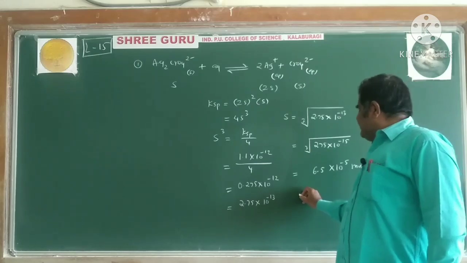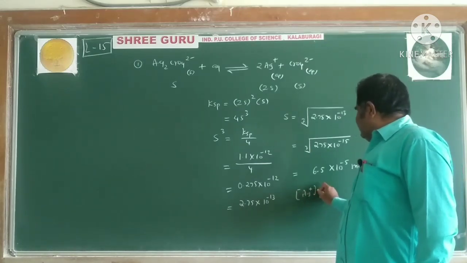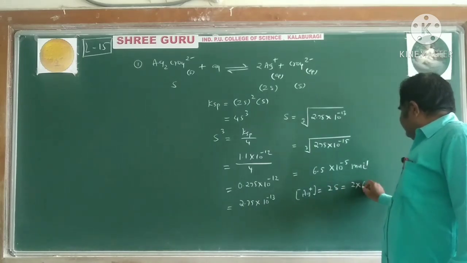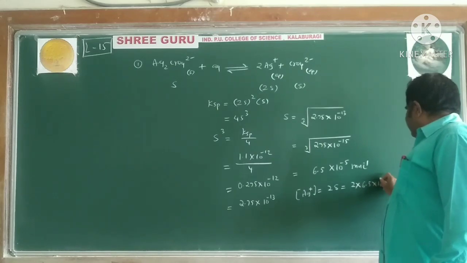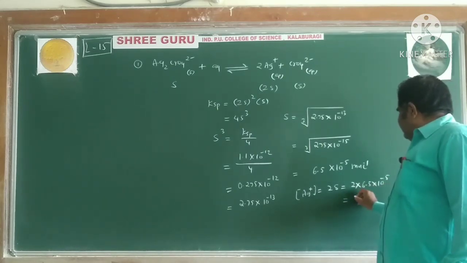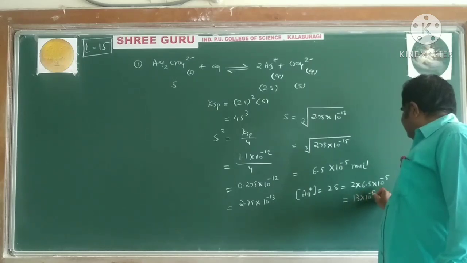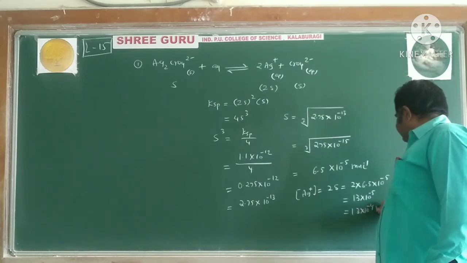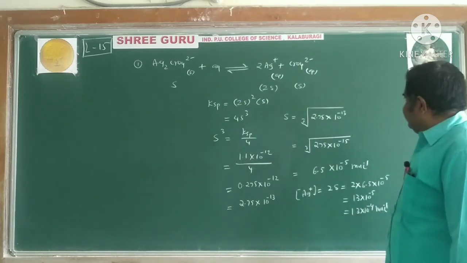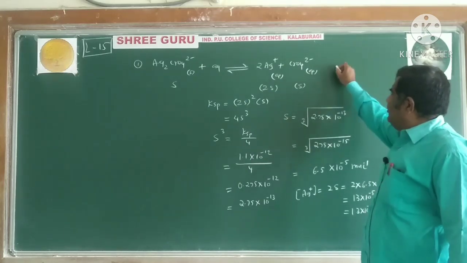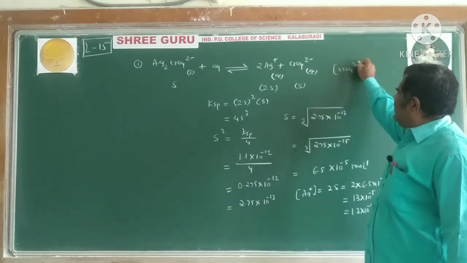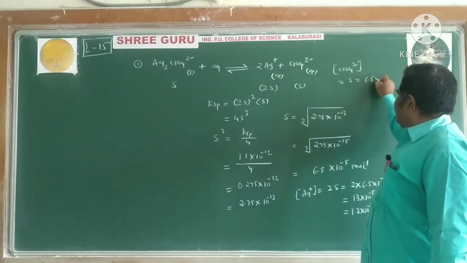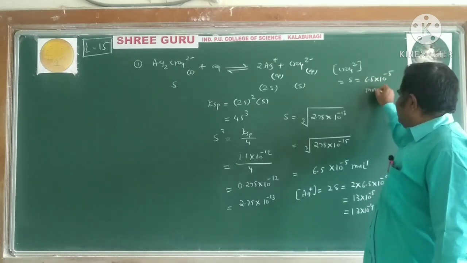We can write Ag+ ion concentration, because they asked that also, which is nothing but 2S. That's why 2 into 6.5 into 10 raised to minus 5, which is nothing but 13 into 10 raised to minus 5, that is 1.3 into 10 raised to minus 4 mole per liter. And what about the chromate ion concentration? Chromate ion concentration is nothing but the solubility, which is 6.5 into 10 raised to minus 5 mole per liter.